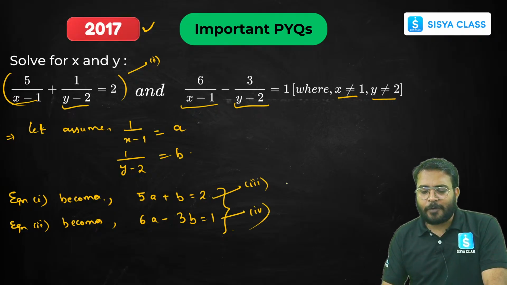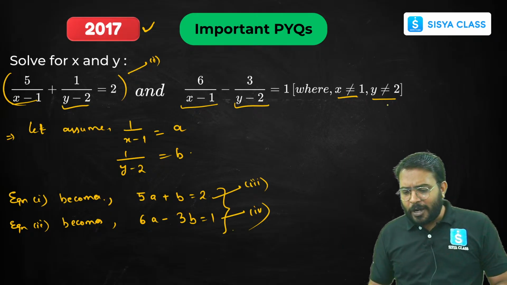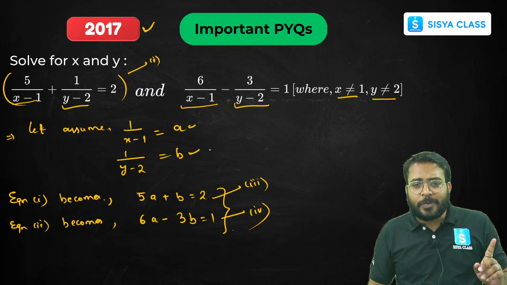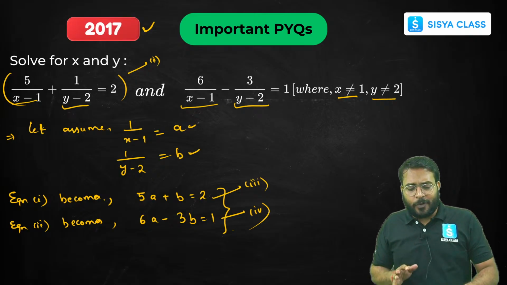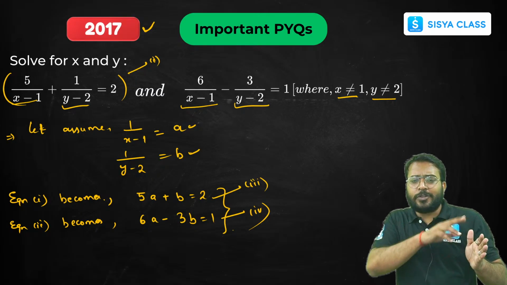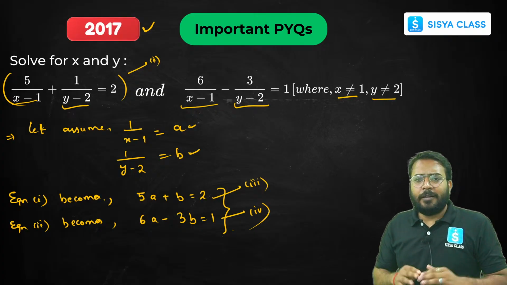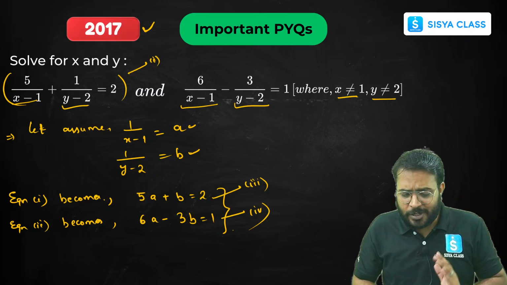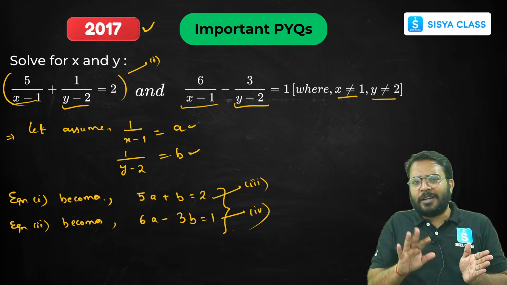Now you just have to solve your equations 3 and 4 and get the value of a and b. Once you get the value of a and b, you have to substitute a and b and find out the value of x and y. Understood my point? So first of all you need to assume, then you need to reduce your equation to linear form, and after getting your equations in linear form, you are going to solve using the substitution method or elimination method in order to get the value of a and b. Once you get the value of a and b, substitute the values and get the value of x and y.